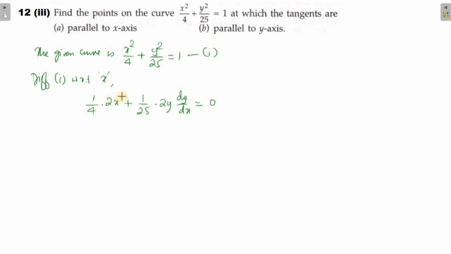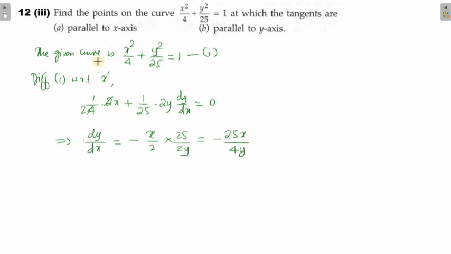Okay, so a few things are getting cancelled. We'll do one thing. I will first find dy by dx. So first we have to take this out here. So this becomes x by 2, minus x by 2 in fact. Now this is 2y by 25 out here. So bring this 25 out here and 2y to the denominator. So you get minus 25x by 4y. This is the value of your derivative.